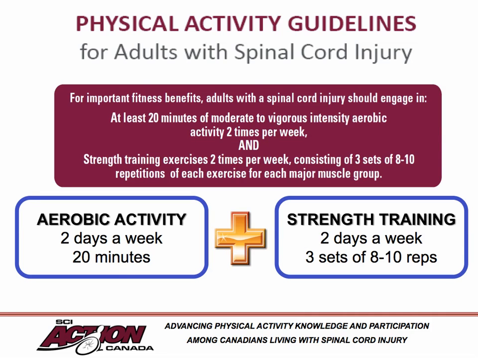Recall the physical activity guidelines for adults with spinal cord injury. These guidelines state that, for important fitness benefits, adults with a spinal cord injury should engage in at least 20 minutes of moderate to vigorous intensity aerobic activity 2 times per week, as well as strength training activity on 2 days of the week. Strength training sessions should include 3 sets of 8 to 10 repetitions of each exercise for each major muscle group.